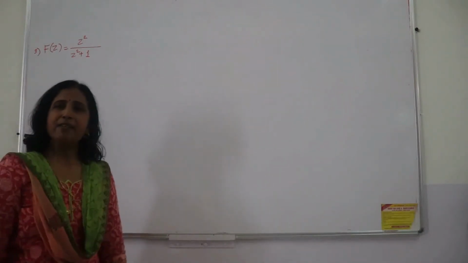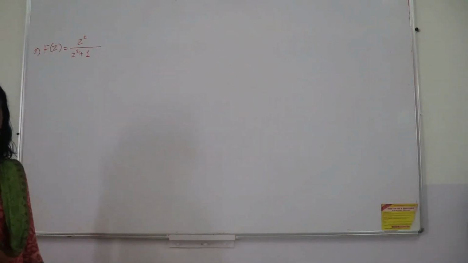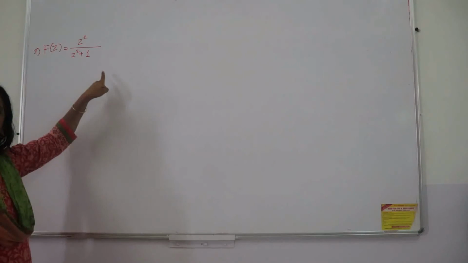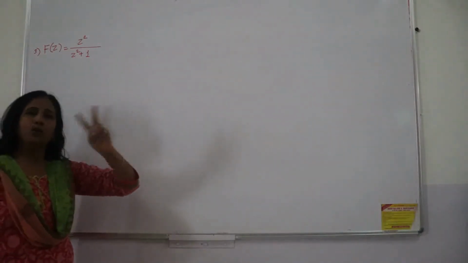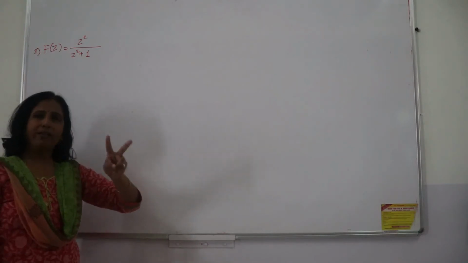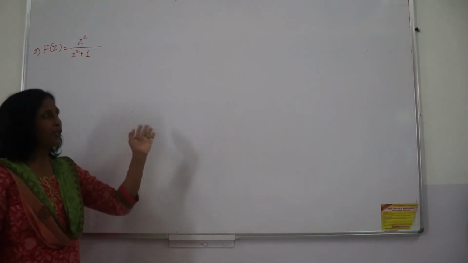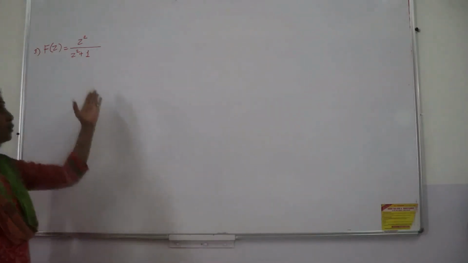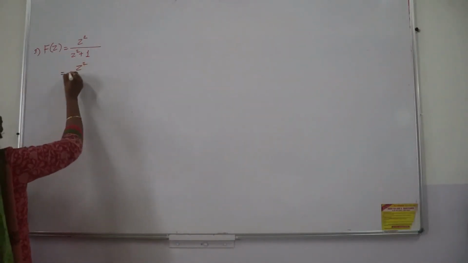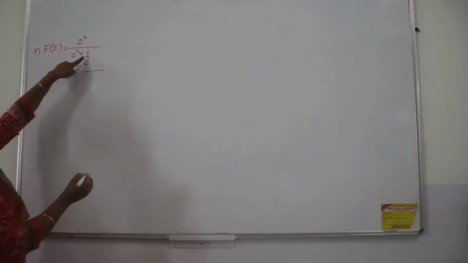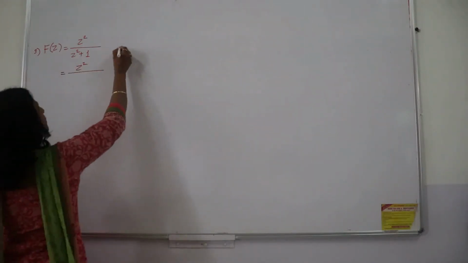Okay. Now let us continue with our third example, and something again different. In this third example, the first example had two factors where the order was 1. Now it is an order 1 and 2 combination. What is new here? I can write z square upon, now here I will apply the formula for a square plus b square.